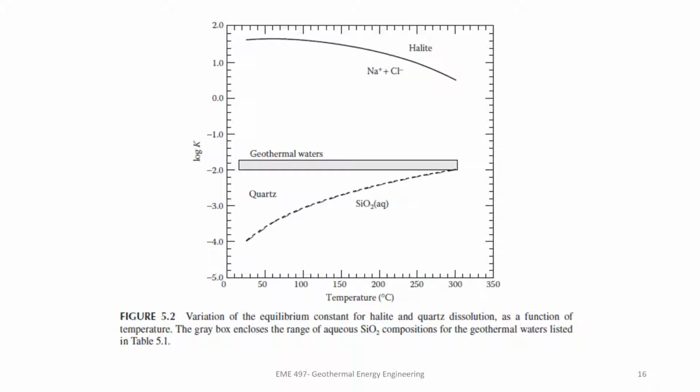We know that the molecular weight of sodium is about 22.99 grams per mole, and chlorine has a molecular weight of 35.39 grams per mole.